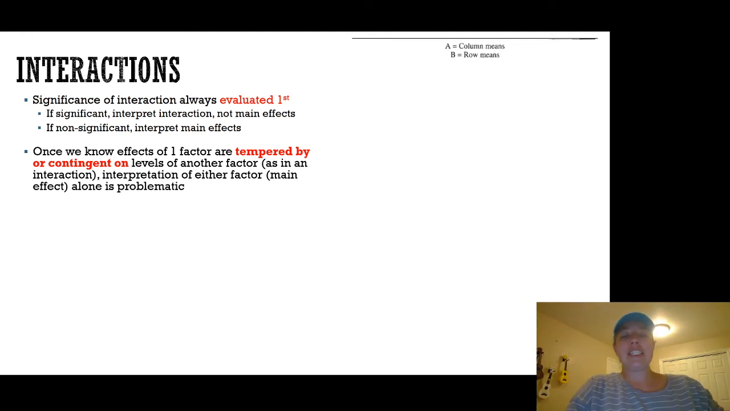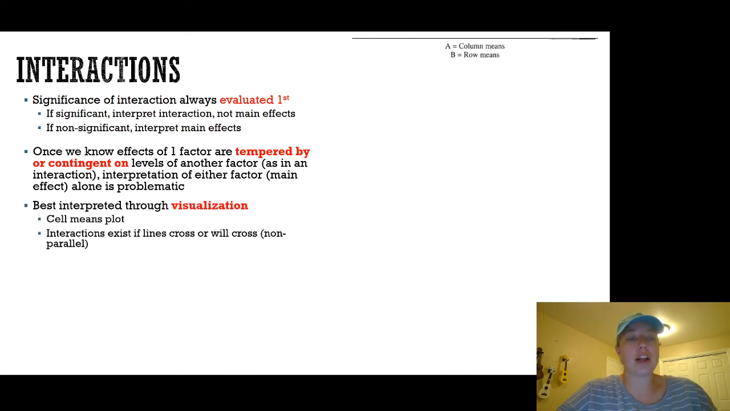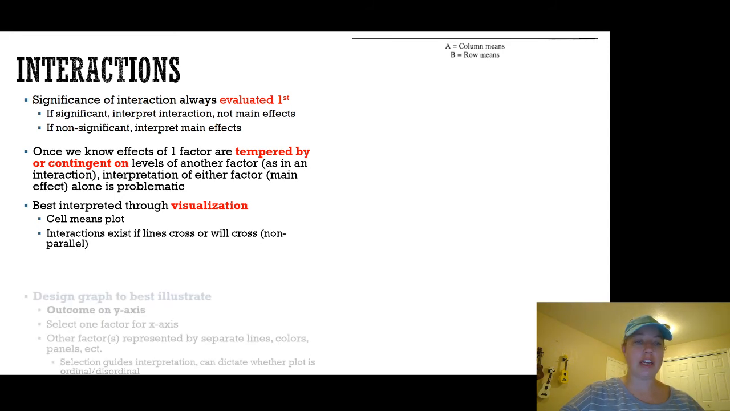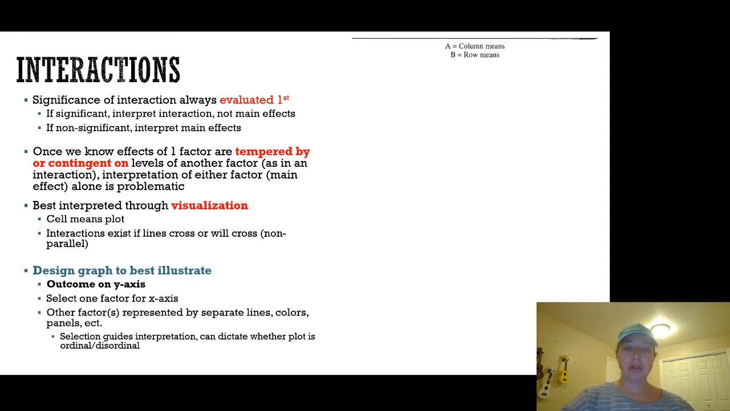Tempering or contingency of effects, that is, an interaction can mask or make the main effects look non-significant when the factors really are significant. And this is the thing that probably causes the most confusion in two-way interactions. So again, plot your data, plot your means, look at your plots. When you make your plots, you always want your continuous dependent variable to be on the y-axis. Your x-axis, you want to put one of your factors.